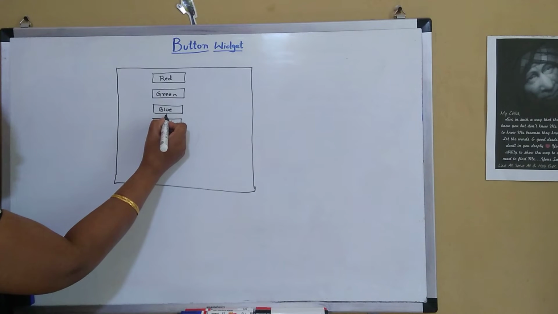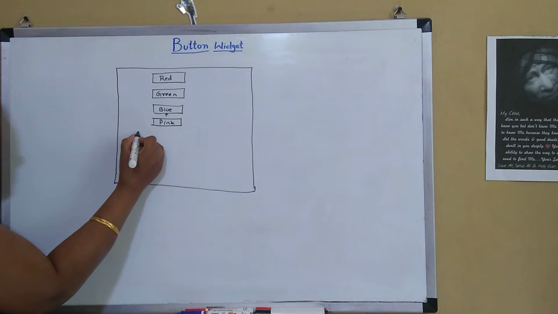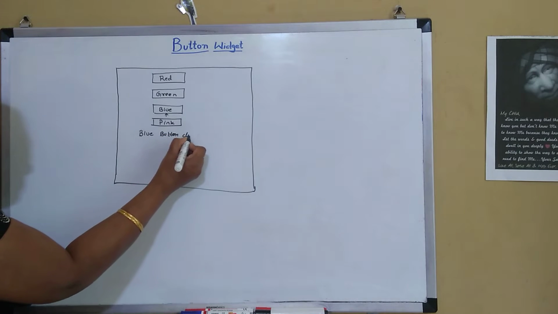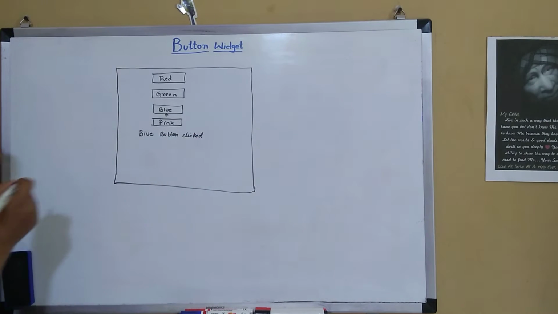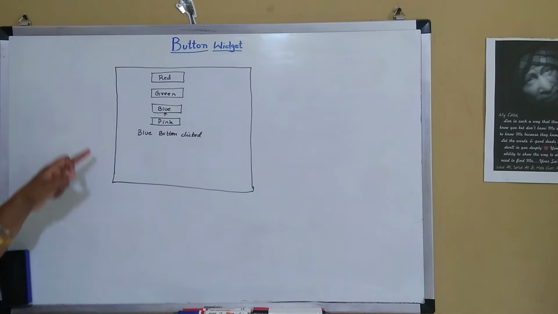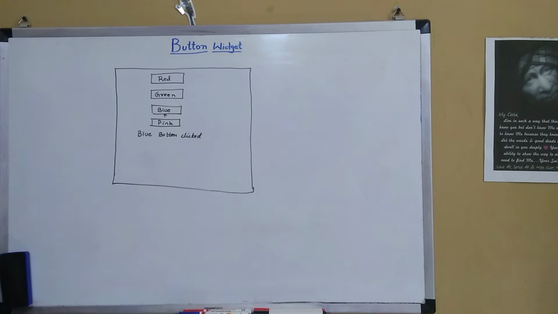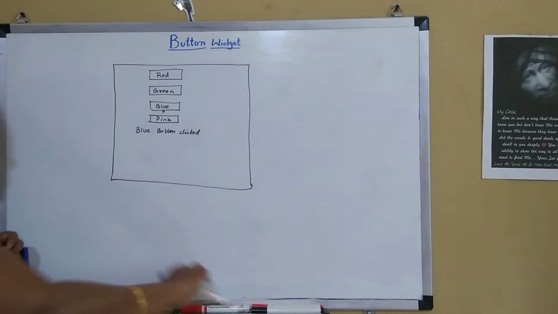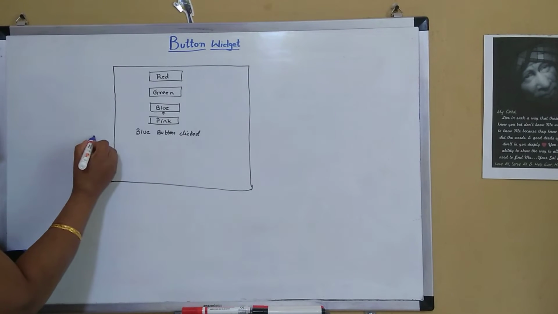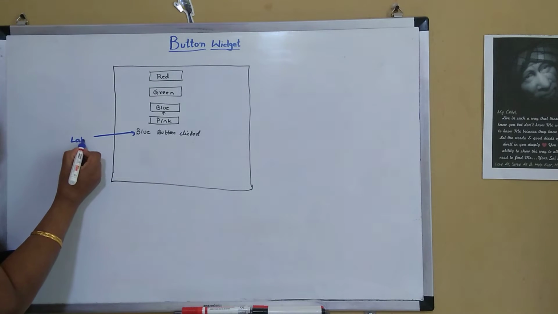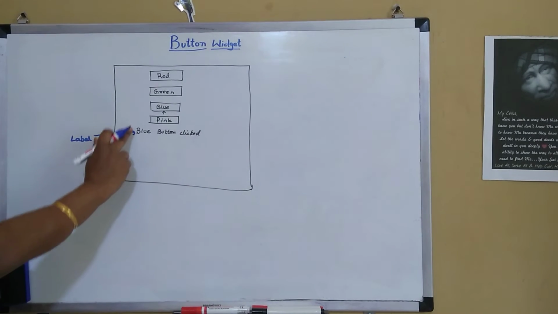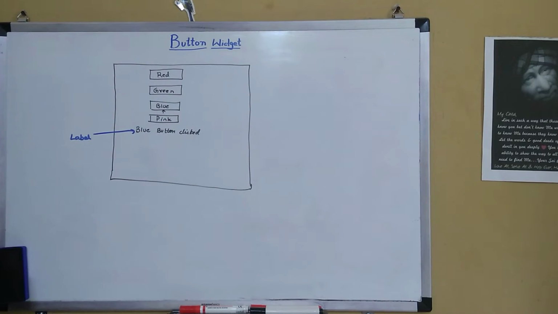And when the user clicks on the blue button, I want a text to be displayed: Blue button click. I want this text to be displayed on the Tkinter screen, not on the console. So for this text to be displayed on the Tkinter screen, firstly I have to create a label and pass this particular text to the label. So it will be displayed as a label widget on the screen.